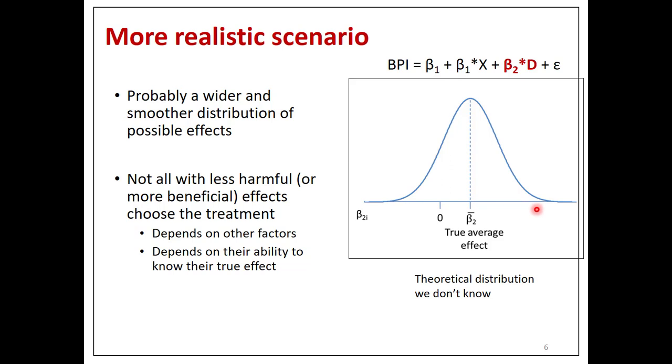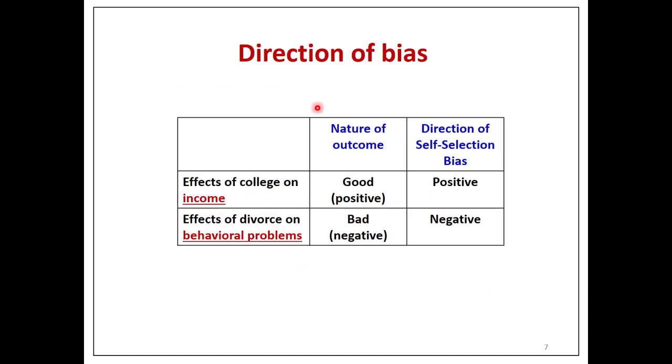Some of the parents up here will actually divorce. But the idea is, okay, we're going to realize more of these effects, and that's going to lead to an underestimate of the true average effect. So let's think about, how do we determine the direction of the bias?